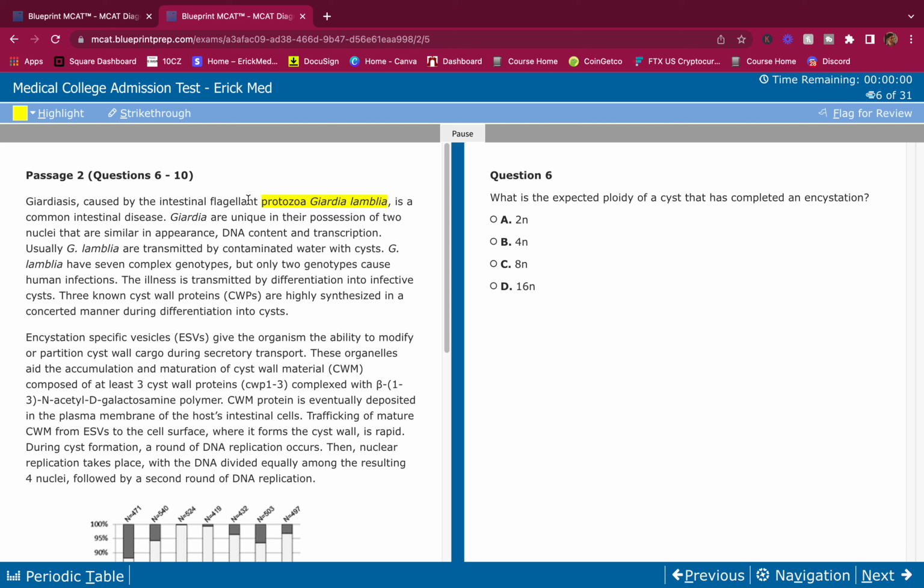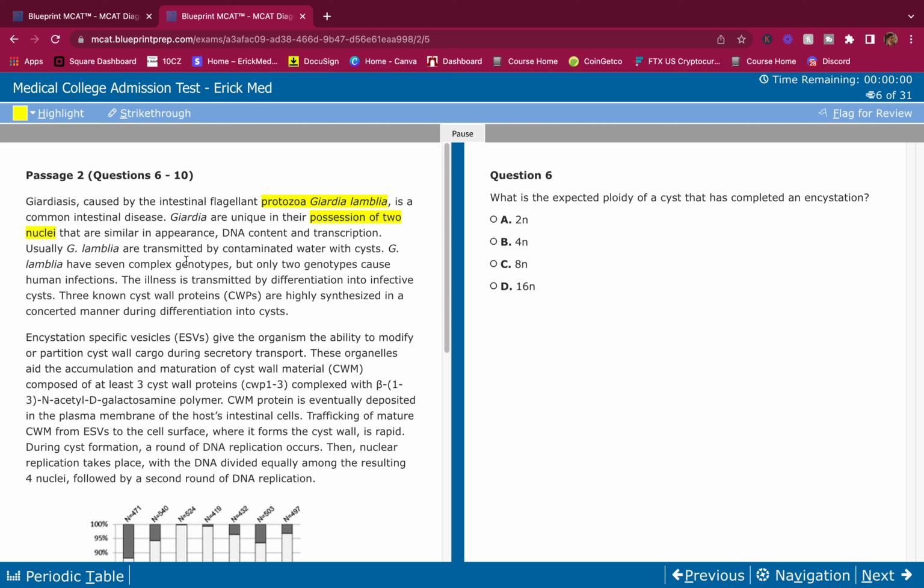Remember, guys, whenever they say that something is unique, whenever they say, oh, this protein is different than all the other proteins because it has this function, whenever they say something that's unique or different than all the others, you highlight that right away, because more than likely the question is going to be about that specific special thing that the bacteria or protein has. So what am I highlighting? I'm highlighting their uniqueness in that they possess 2 nuclei that are similar in appearance, DNA content, and transcription.